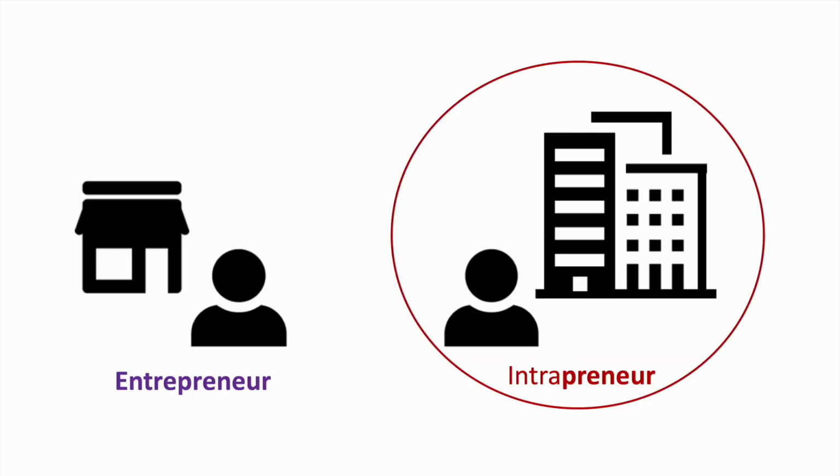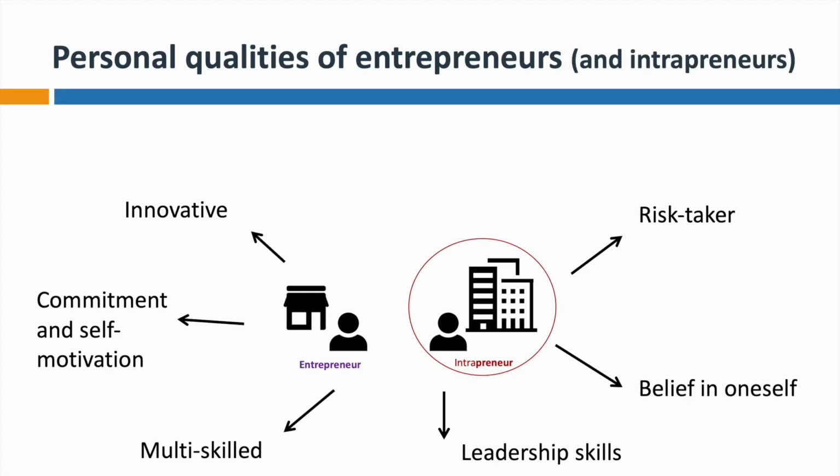So an intrapreneur and an entrepreneur are going to have the following qualities. They're probably going to be innovative. They're probably going to be risk takers. They're probably going to believe in themselves. Some leadership skills are also going to be necessary. They're going to be committed and self-motivated, and they're definitely going to be multi-skilled. So meaning they have skills in different areas, maybe even across business functions.